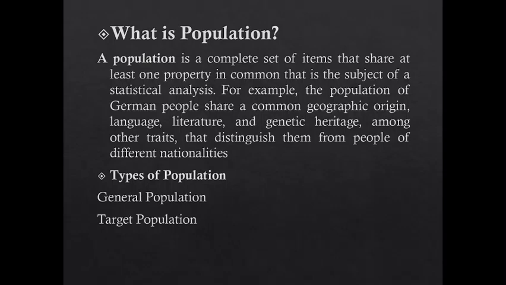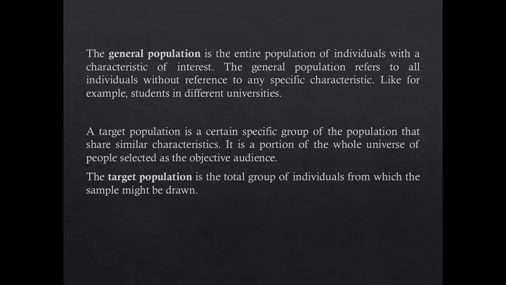It should be kept in mind that there are two types of population. One is the general population and the other is the target population. The general population is the entire population of individuals, and it refers to all individuals without reference to any specific characteristics, like for example, students in different universities.